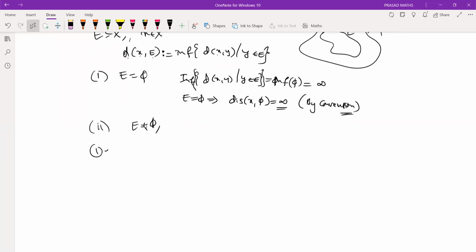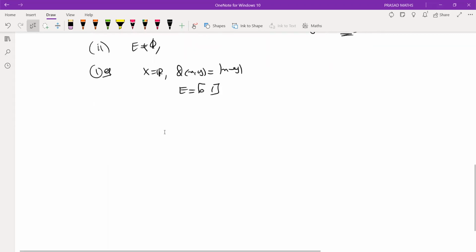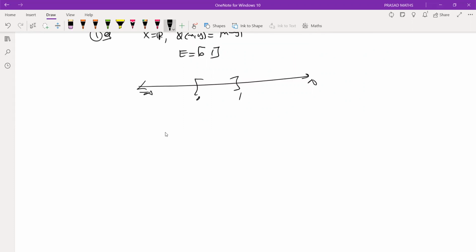Let us start with an example. X equals R with respect to the usual metric. Right? Suppose my set is the closed interval [0, 1]. This is my metric space, and this is my interval. Right? Suppose your point is here. What is my point actually? x equals 2.